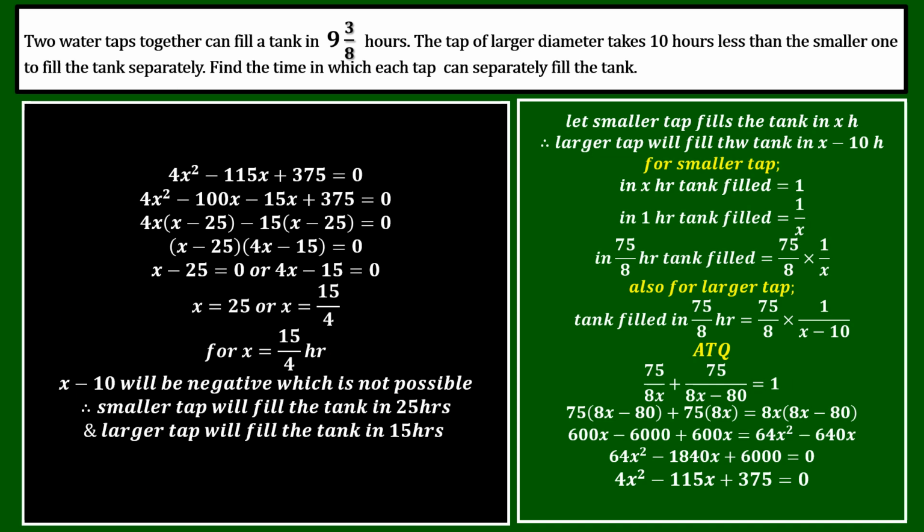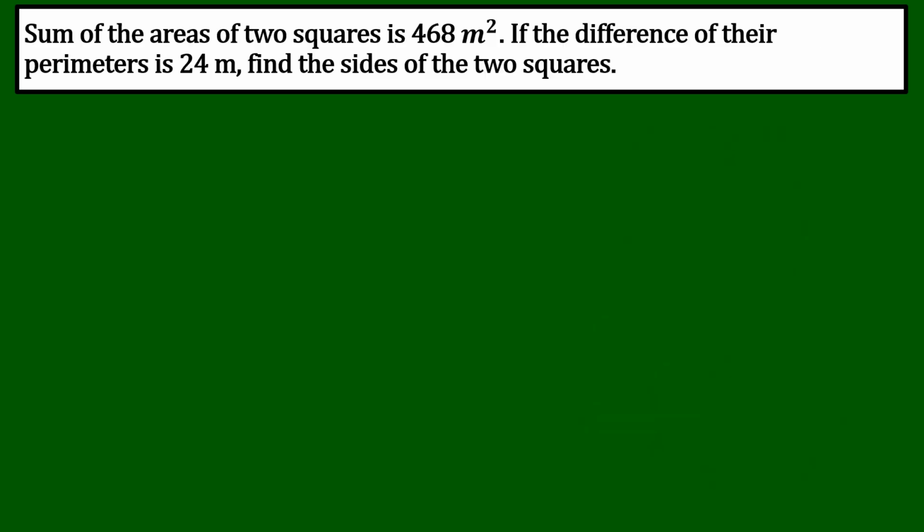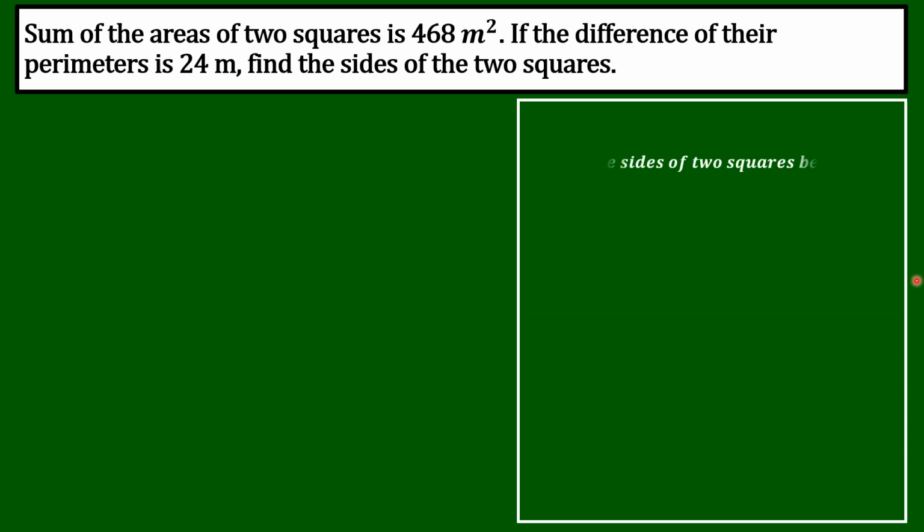Okay, so let's take one more question: the sum of the areas of two squares is 468 square meters. If the difference of their perimeters is 24 meters, find the sides of the two squares. So let the sides of the two squares be x and y respectively. One square has side x and the second has side y. So their areas are x square and y square, and the perimeters are 4x and 4y.